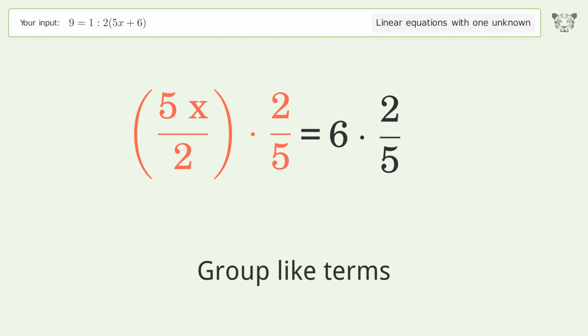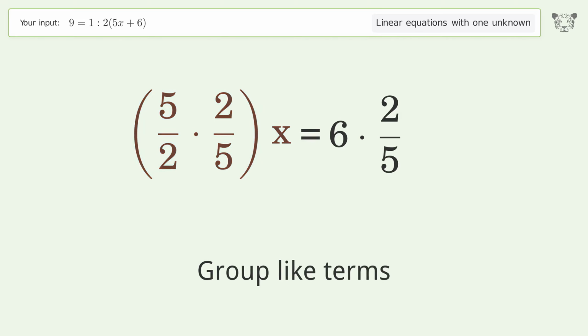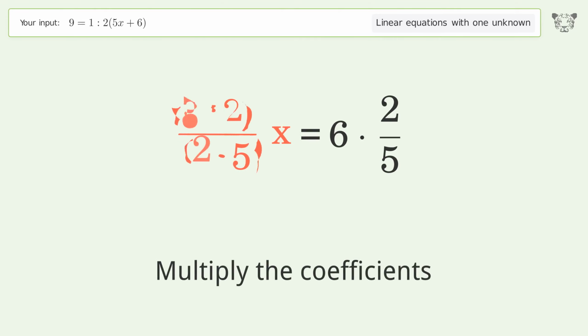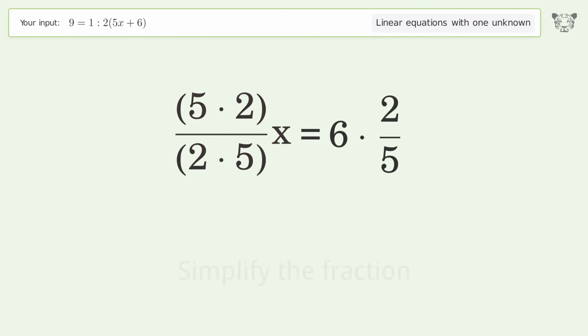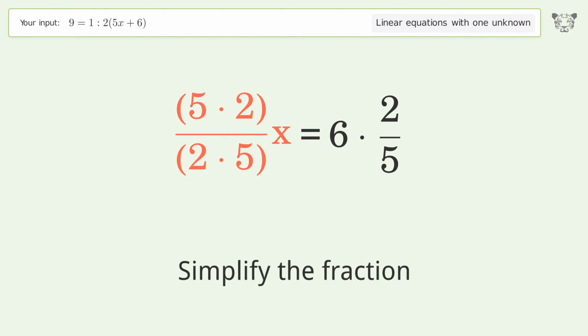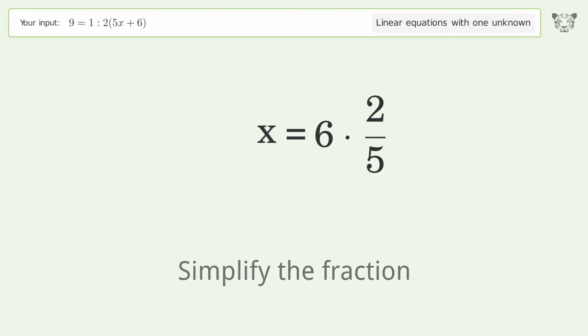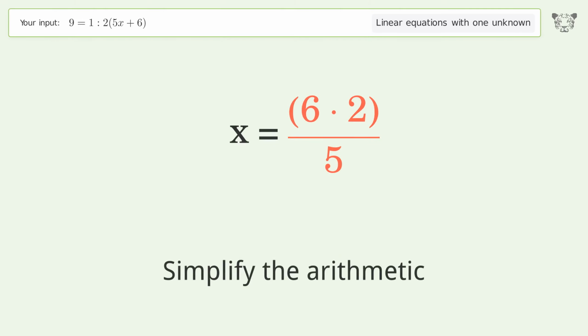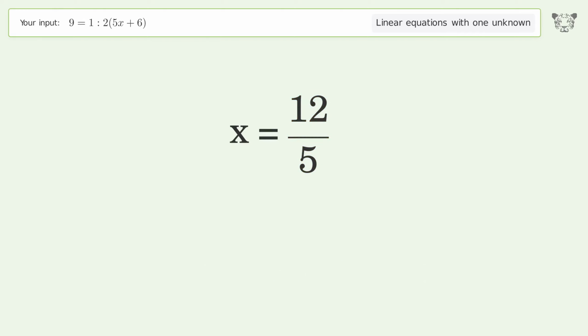Group like terms. Multiply the coefficients. Simplify the fraction. Multiply the fractions. Simplify the arithmetic. And so the final result is x equals 12 over 5.